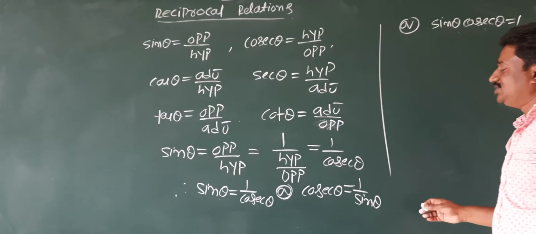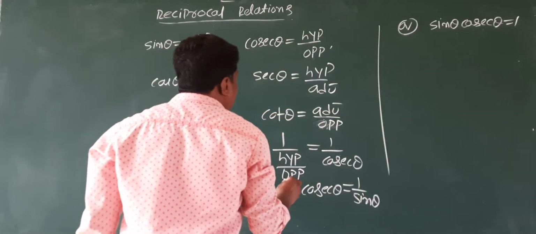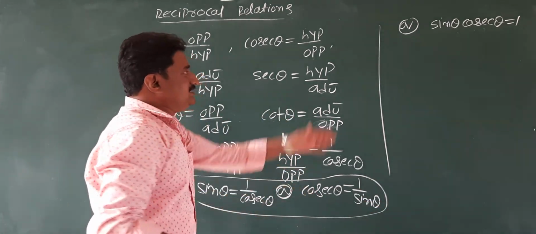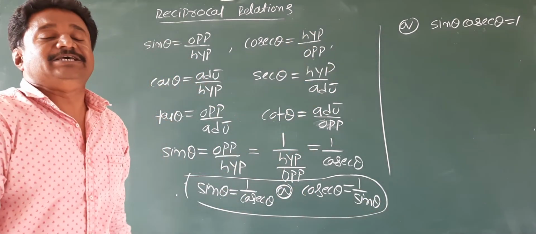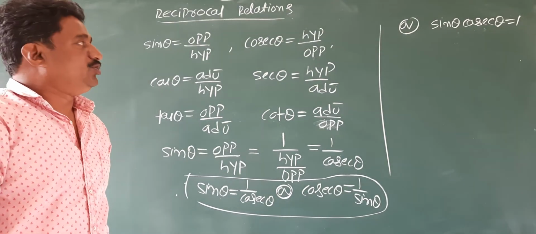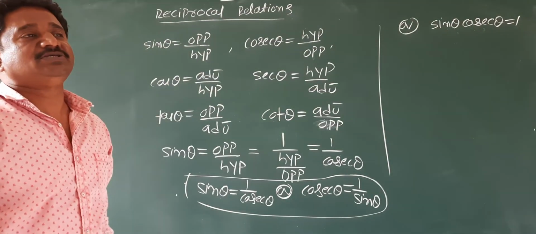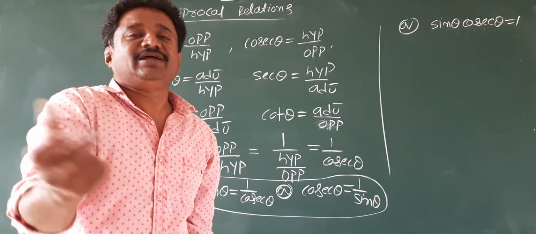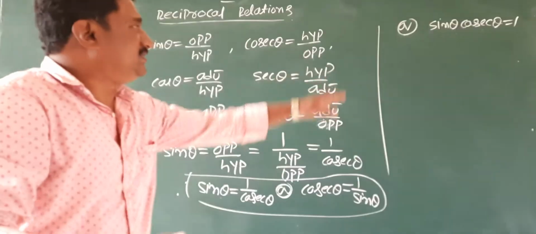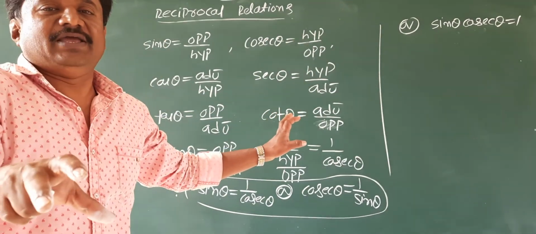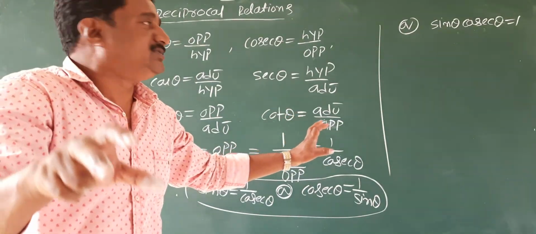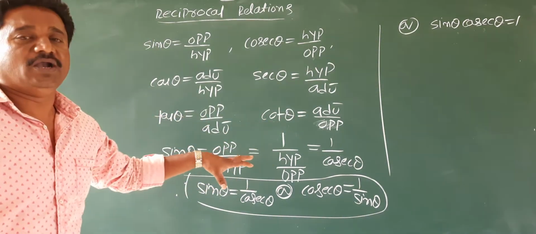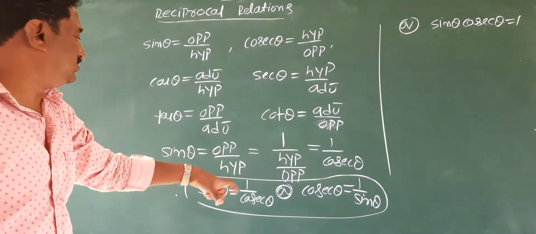So these relations are called reciprocal relations. You must be perfect in trigonometry, students. If I go for higher classes, you will come across these things more frequently. So have a word on these things.